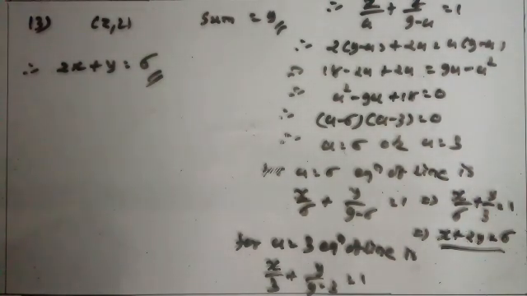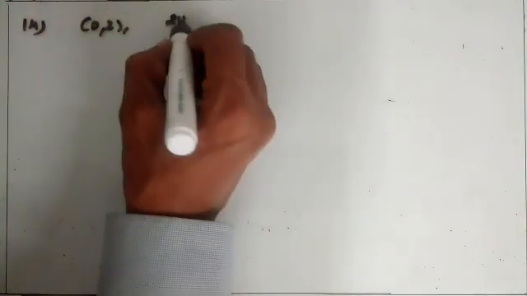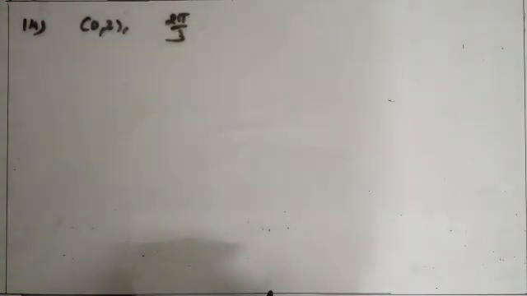Now, next question 14. Find the equation of the line passing through (0, 2) making an angle 2 pi by 3 with the positive direction of the x-axis. Also find the equation of the line perpendicular to it and crossing the y-axis at a distance of 2 units below the origin.